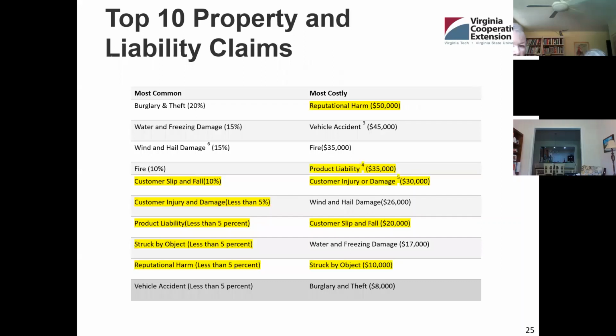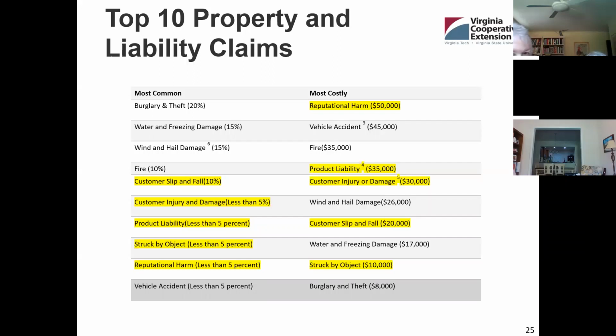I was able to find the top 10 property and liability claims. These numbers are from 2015. I wasn't able to just isolate the liability claims, so I highlighted the ones that are most related to liability in yellow. On the left column, we have those that are most common, and on the right column, we have those that are most costly.